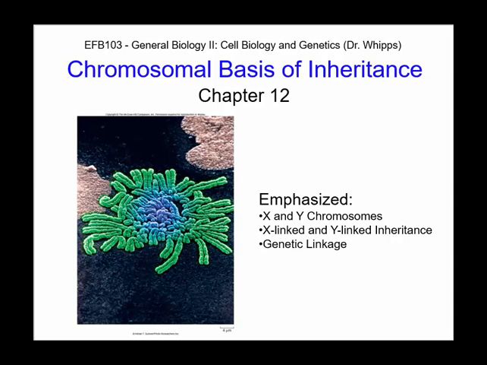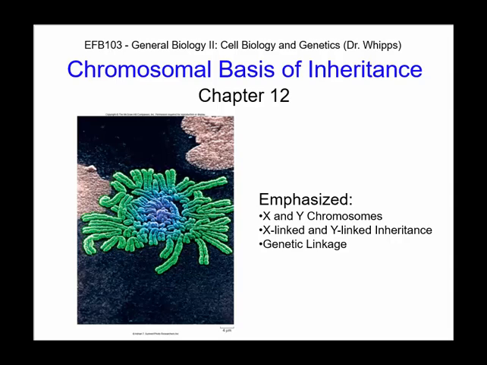Hello, this is Chapter 12, Chromosomal Basis of Inheritance for EFB103. Our topics of emphasis for this chapter are X and Y chromosomes, X and Y linked inheritance, which we'll see can be different than the inheritance we've been talking about, and genetic linkage.